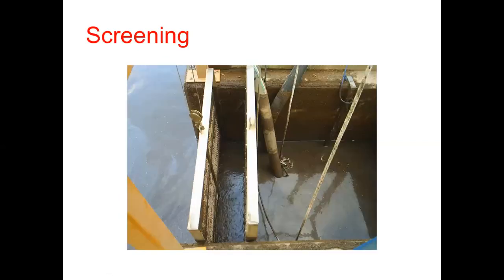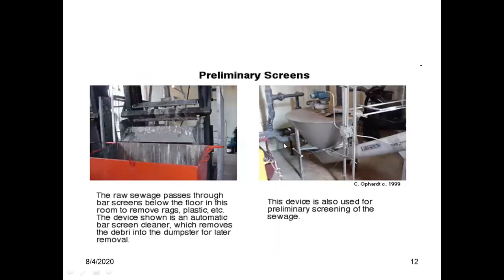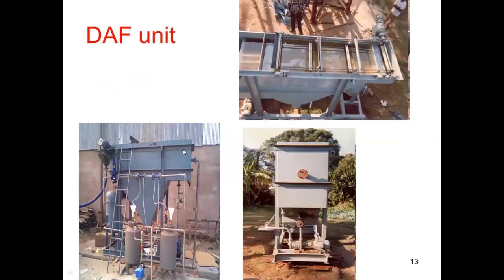So these are some pictures of screening. Here you can see the typical mesh available in a wastewater treatment plant. Even this is available in your kitchen sink, to separate the coarse, large particles from the water stream. Then this is a bar screen, and these are some pictures of screeners.